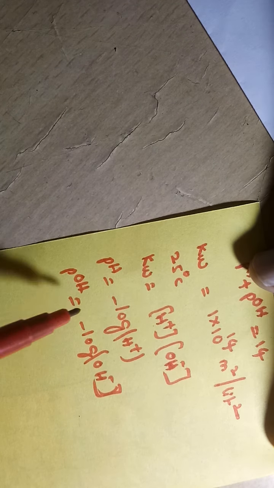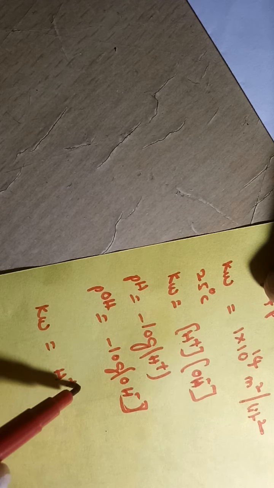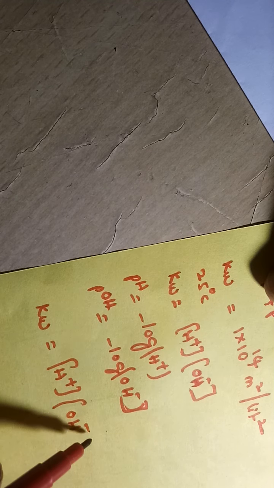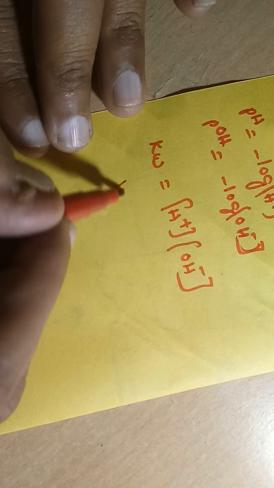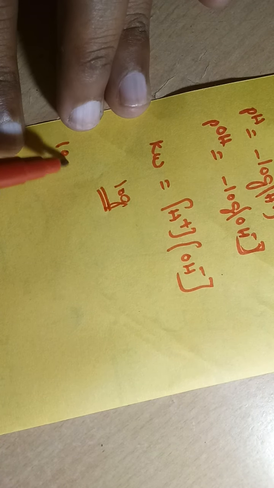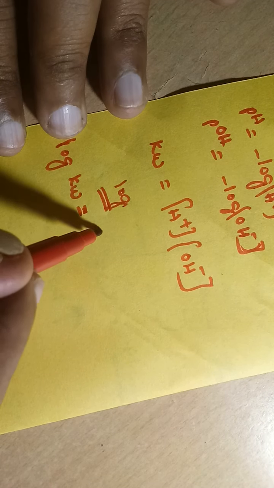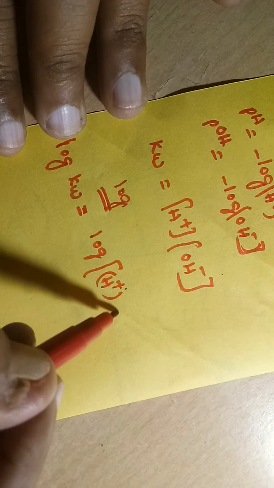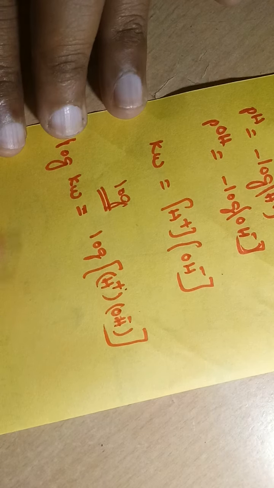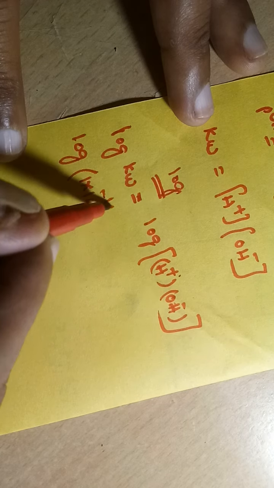Now I am taking this Kw value. Kw is equal to the concentration of H plus into the concentration of OH minus. Taking logarithm on both sides, we will get log Kw is equal to the logarithm of H plus into OH minus. So the log Kw value is 1 into 10 to the power of minus 14.